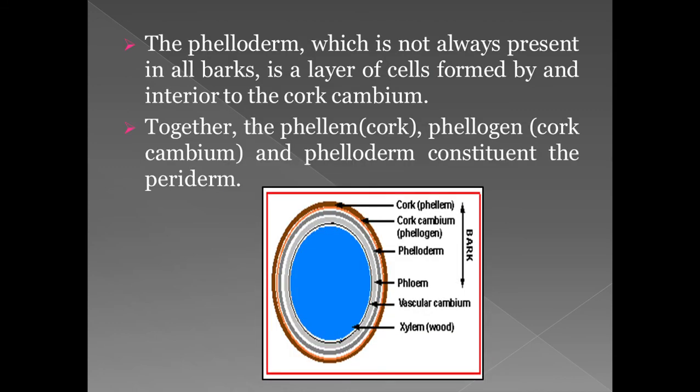The phelloderm, which is not always present in all barks, is a layer of cells formed by and interior to the cork cambium. Together, phellem, phellogen and phelloderm constitute the periderm.